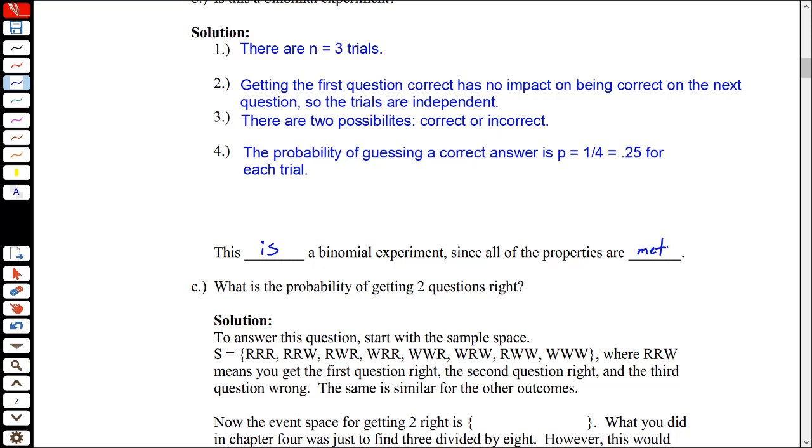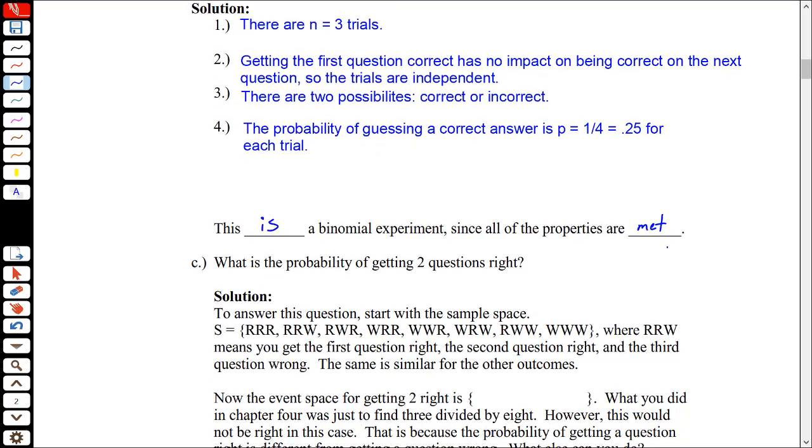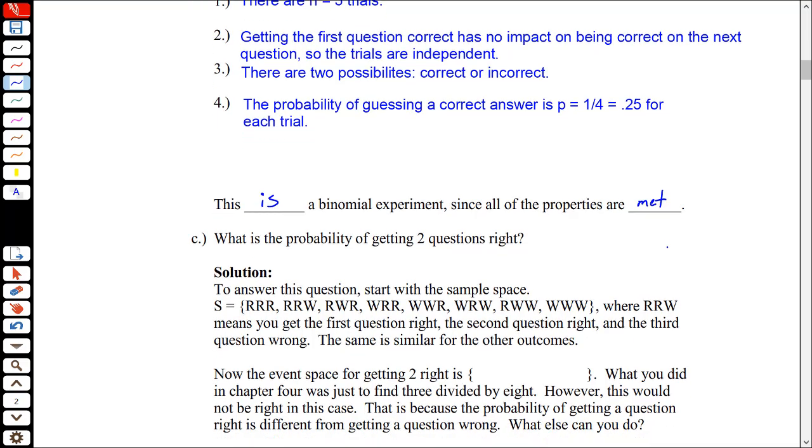Okay. Now let's look at another question. What's the probability that in this experiment we actually do get 2 questions right? To think about that, we're first going to look at the sample space of the random variable. We're just going to let the letter R stand for we got the question correct, and W mean we got it wrong. And we'll list out 3 in a row, the first, second, and third question.